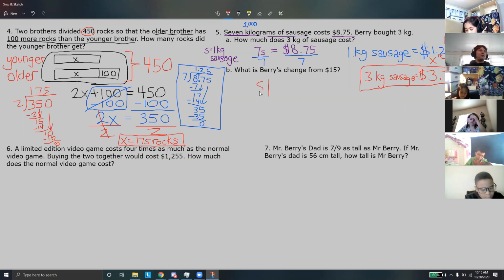So to find that out, I would just do the money I'm paying, $15, minus what I pay, $3.75. This is the money I brought. This is how much I'm paying with. Now remember, if we are adding or subtracting decimals, we need to make sure that we line the decimals up.